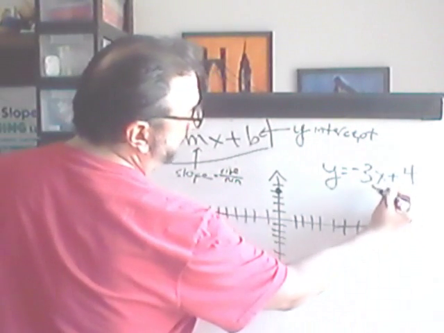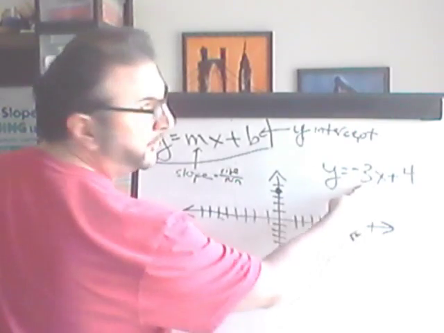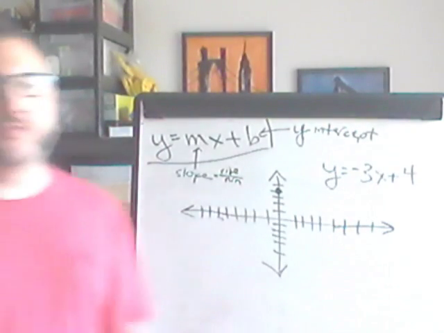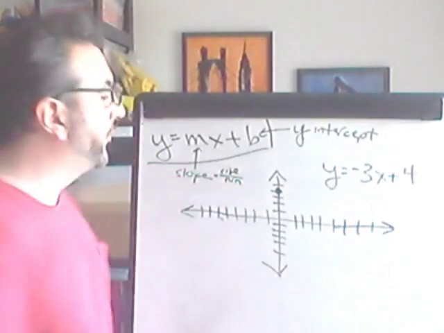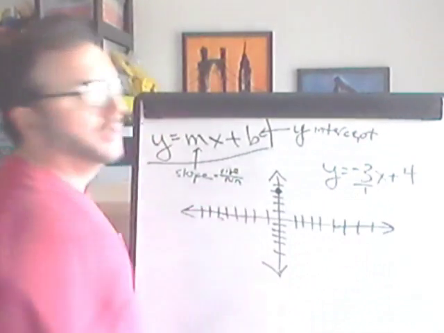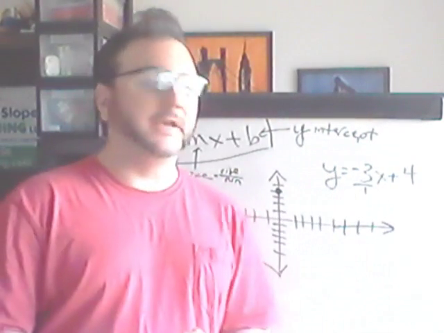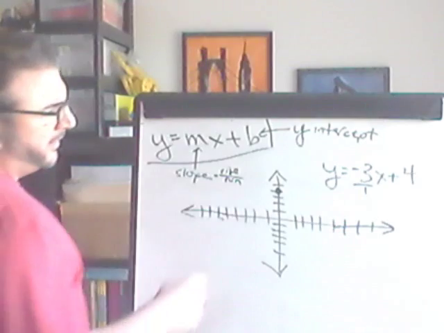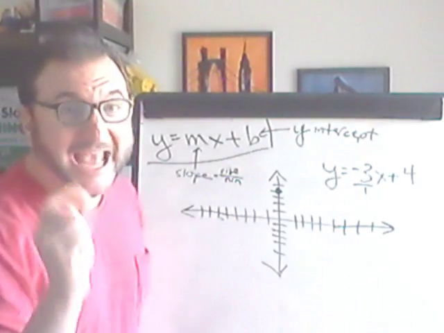I move to the left, I skip the x, I go straight to the m, which in this case is a -3, but as you know, it's rise over run, so I put a 1 underneath. Rise over run. Okay? Now, this tells me what? It's a -3.